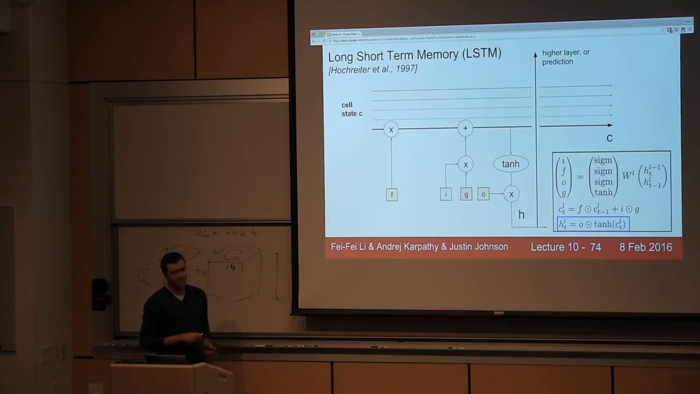At this point, maybe I could take some questions. Are there any questions about what's confusing here about LSTM? And then after that, I'll go into why RNNs have the vanishing gradients problem.